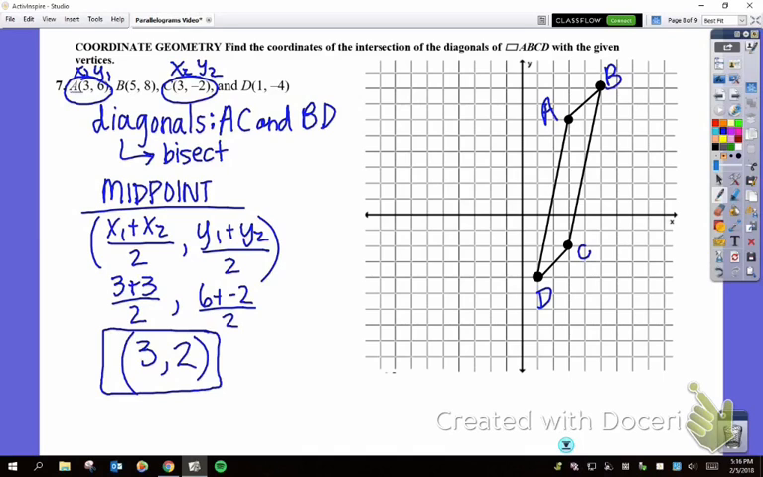Now, you could check that out with your other ones, right? And you could say, I have 5 plus 1 divided by 2, and I have 8 plus negative 4 divided by 2. 5 plus 1 is 6 divided by 2 is 3, 8 plus negative 4 is 4 divided by 2 is 2, and they check out. You should get the answer either way you go. So your midpoint is over 3 and up 2. And that's where your intersection of your diagonals would be.